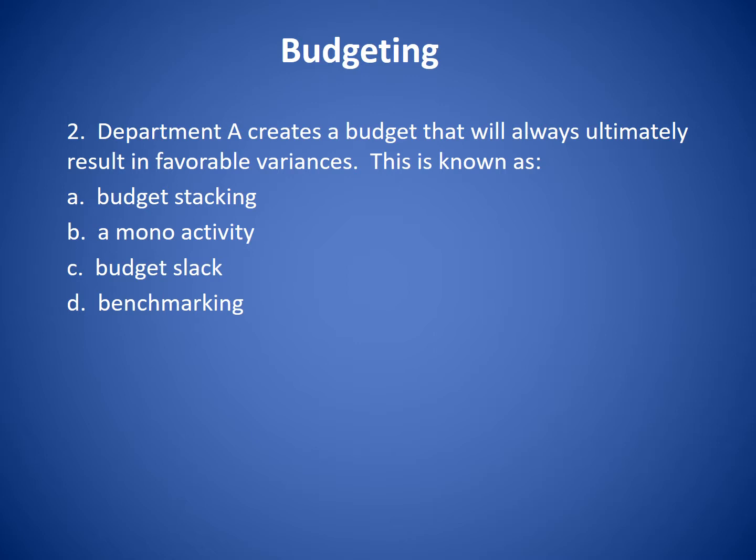Number 2, again, this is a learning slide. Department A creates a budget that will always ultimately result in favorable variances. In other words, we're always going to end up spending less than was called for in the budget. This is known as, and you're given 4 different choices. Stop your video. When you're ready, restart your video and we can review the answer.